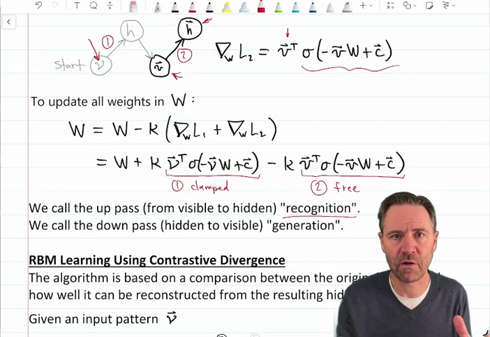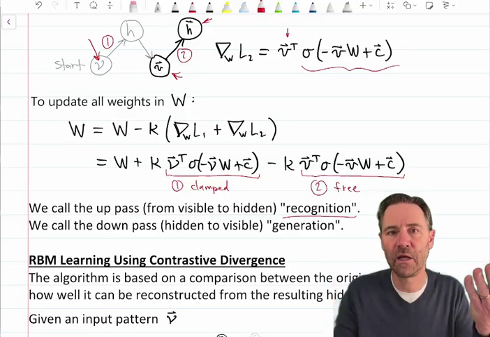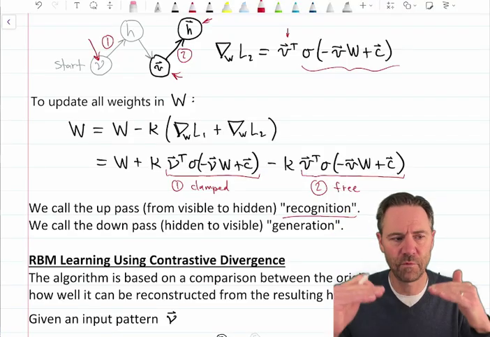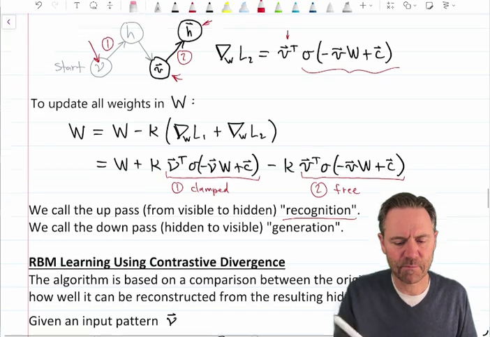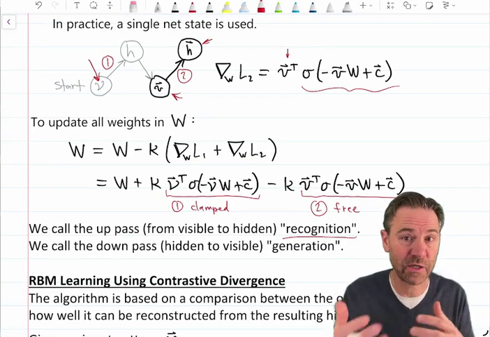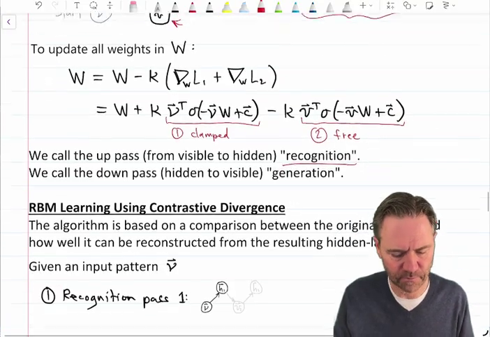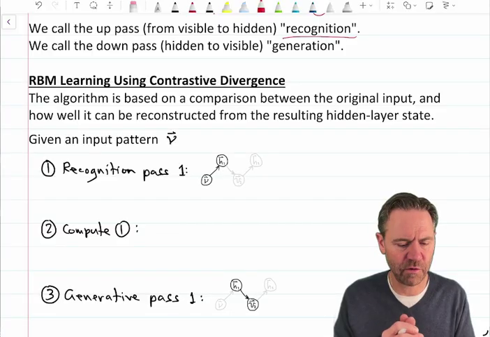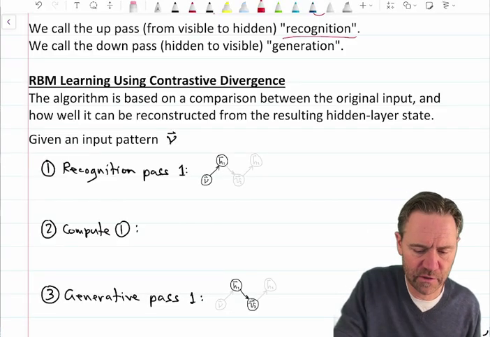In that case, that model would be doing a really good job of maintaining or representing that visible in the state of the hiddens. And so the hidden state can be used to regenerate the visibles. So this process of projecting up and down is basically measuring how far off we are from that ideal. So this strategy is called restricted Boltzmann machine learning using contrastive divergence.